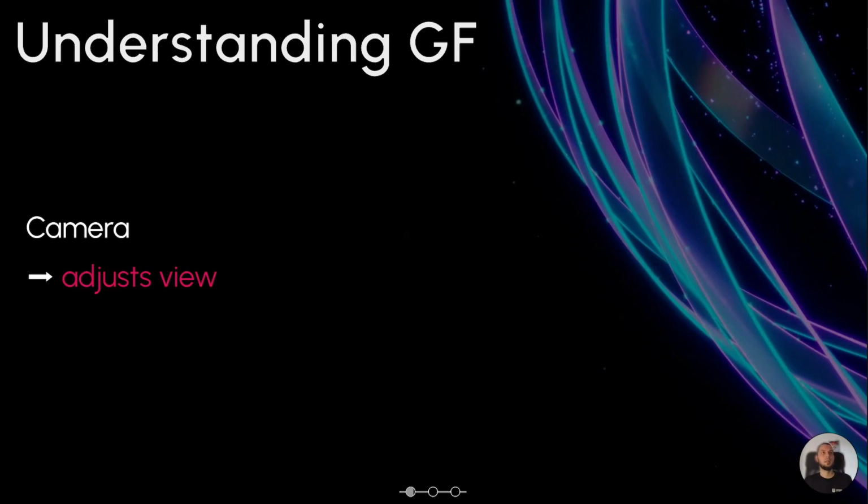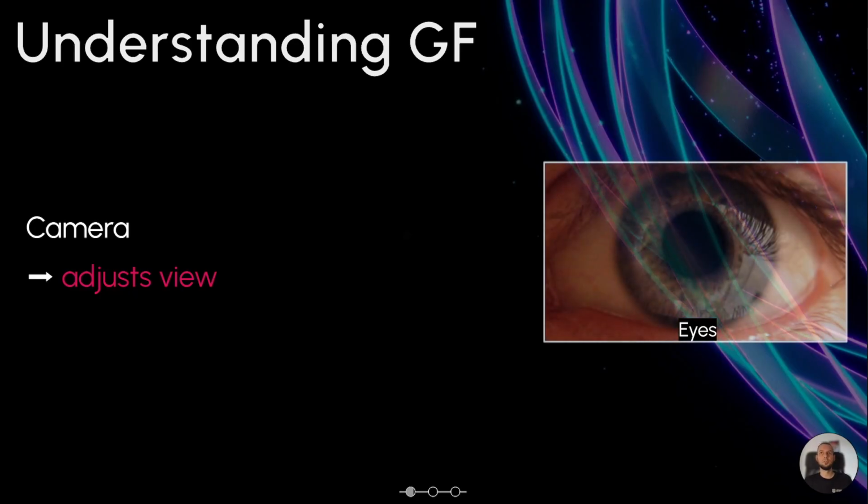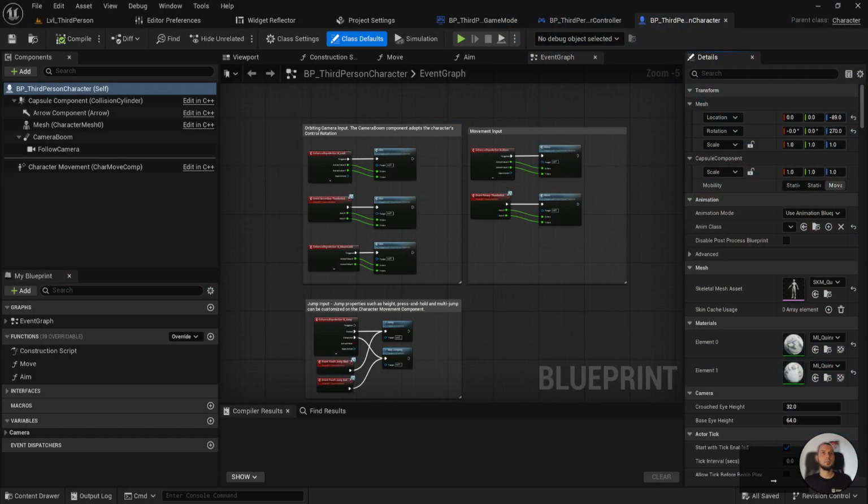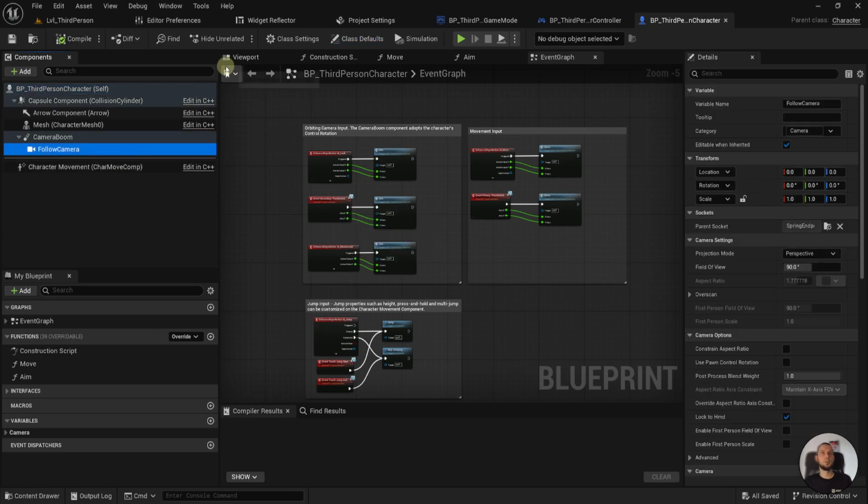Then last, we have the camera. It adjusts the view. And in the human body, of course, the eyes. And if we're looking in the editor, we will find here, back where we were before, in the pawn, that we have a camera here.